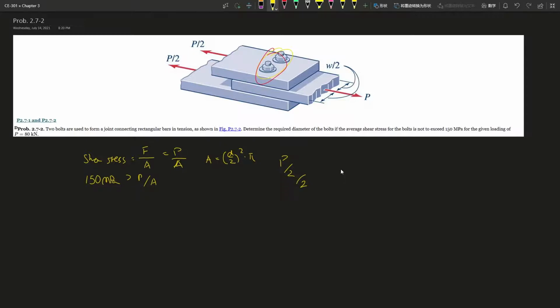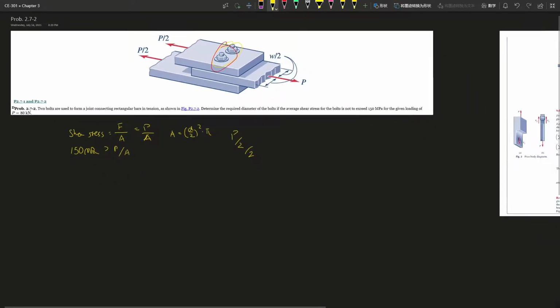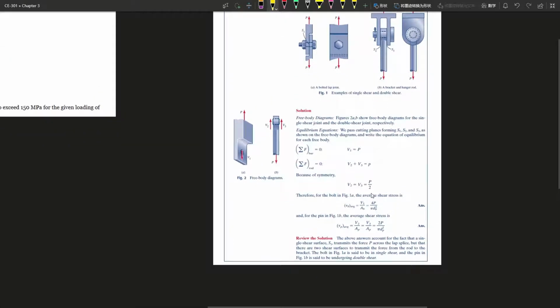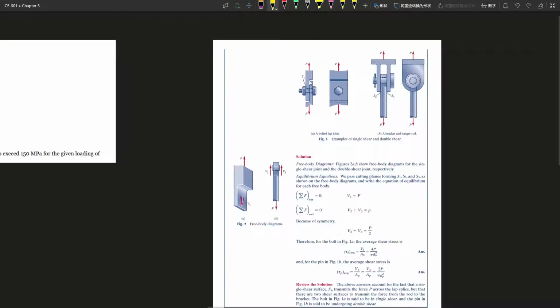This is already explained in example 2.8, though it depends which book you're using. I'm using Mechanics of Materials, fourth edition. Anyway, I'll show you what I'm talking about. Over here, A is a single shear, so there is one surface with a bolt, and B is double shear, two surfaces that bind a bolt.